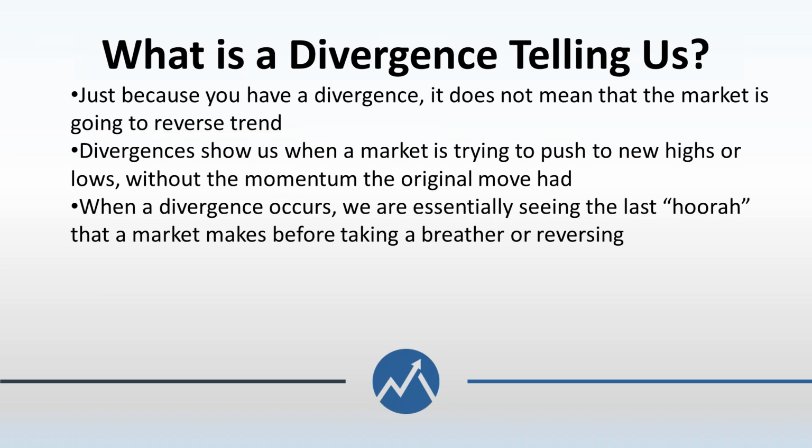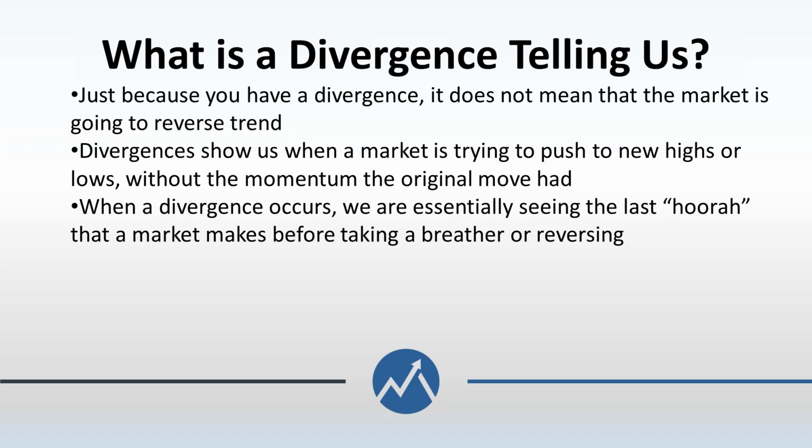Now, what's a divergence telling us? One big mistake that a lot of traders make is thinking that just because you have a divergence, the market's going to reverse trend. We cannot look at a divergence and operate on the assumption that this trend is over and it's going to start going down now. Remember, price action always needs to confirm momentum. Divergences do show us when a market is trying to push to new highs or lows without the momentum that the original move had. So when a divergence occurs, we have a higher probability of this market pulling back and going into consolidation than of it continuing.